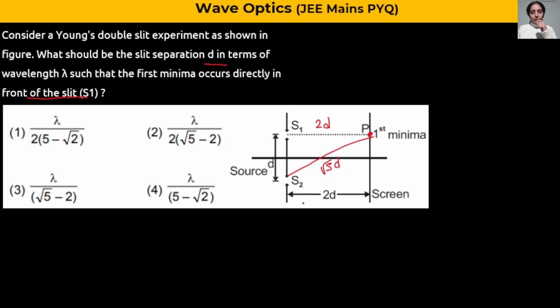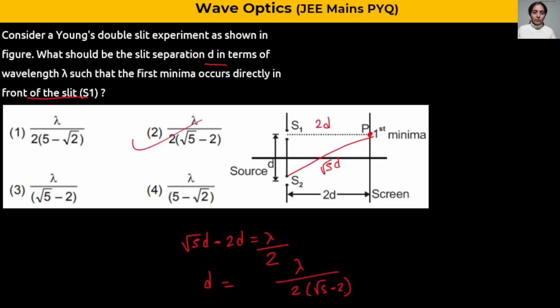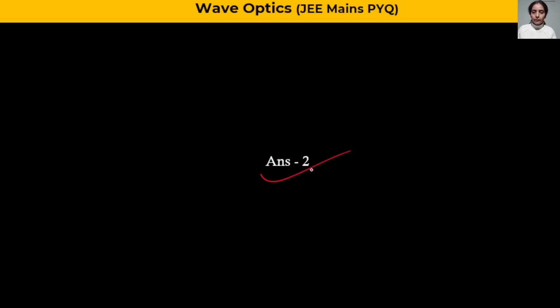Okay. And what is going to be the path difference? So path difference will be equal to root 5 D minus 2D, and this has to be equal to lambda by 2. So D is equal to lambda by 2 times root 5 minus 2. So the correct option should be which one? It should be the second one. Yeah, it is the second one.